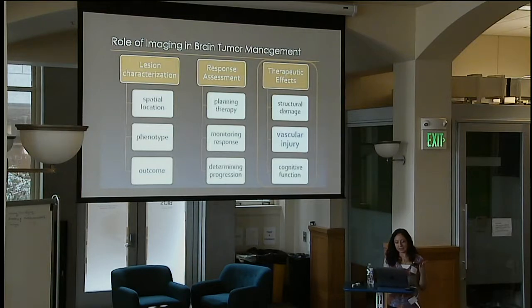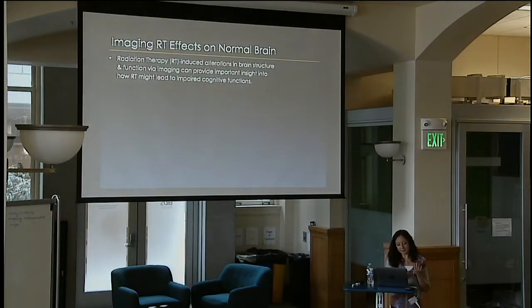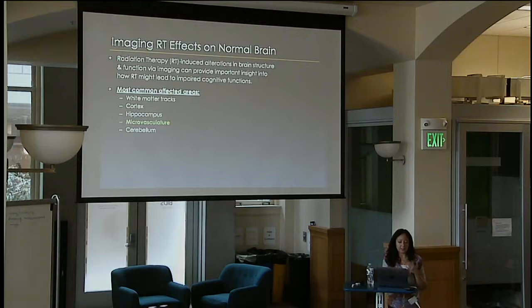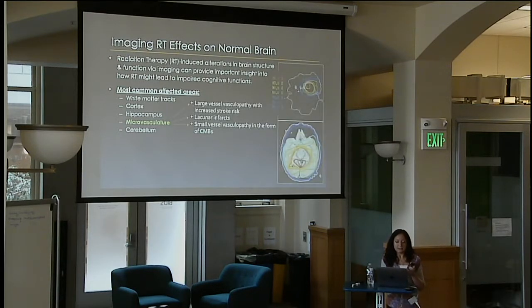And then the last part I wanted to focus on is the bulk of my research in the last few years, which has been on looking at the long-term effects of radiation therapy on normal brain, in vascular injury especially. Radiation has been shown to lead to impaired cognitive function, and it can affect all areas of the brain, but I'm going to focus here on the microvasculature, both from an arterial standpoint and venous, in terms of vasculopathy in the form of microbleeds.